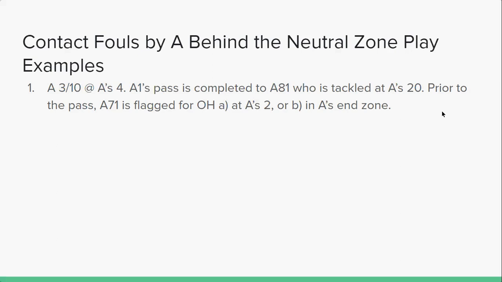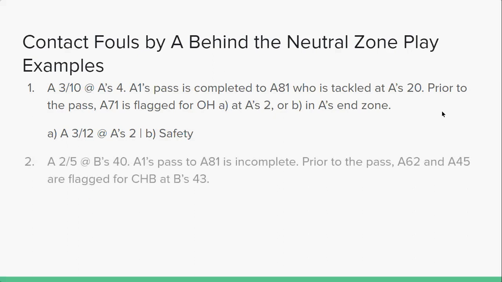Here are some examples. 3rd and 10 at A's 4. A1's pass is completed to A81, who's tackled at A's 20, but prior to the pass, A71 is flagged for offensive holding, either at A's 2 or in A's end zone. In the first example, where the foul occurred at A's 2, we would enforce that penalty at the previous spot based on the principle we've just talked about. However, in the second example, where the foul occurred in A's end zone, that's going to result in a safety because the foul is in A's end zone.